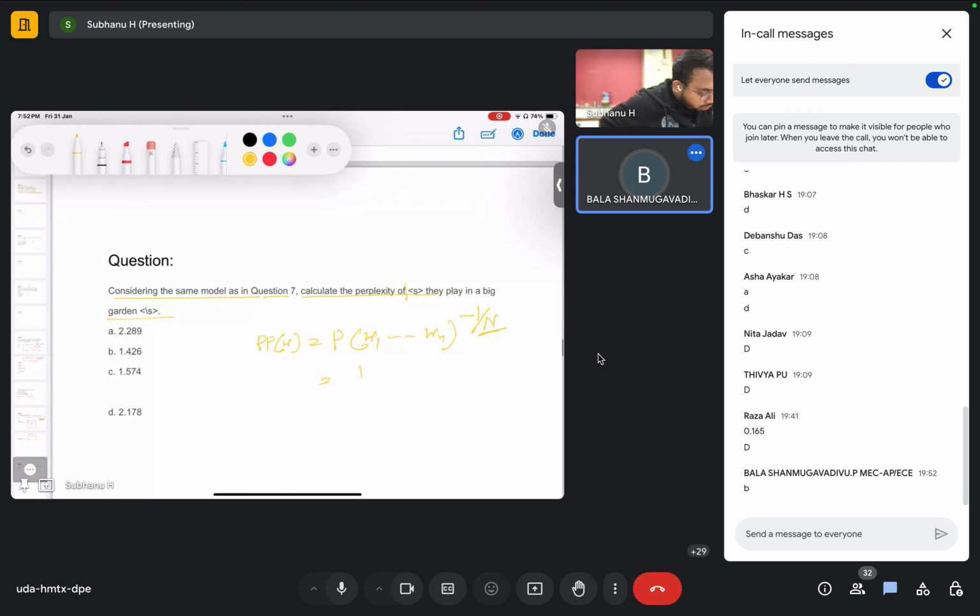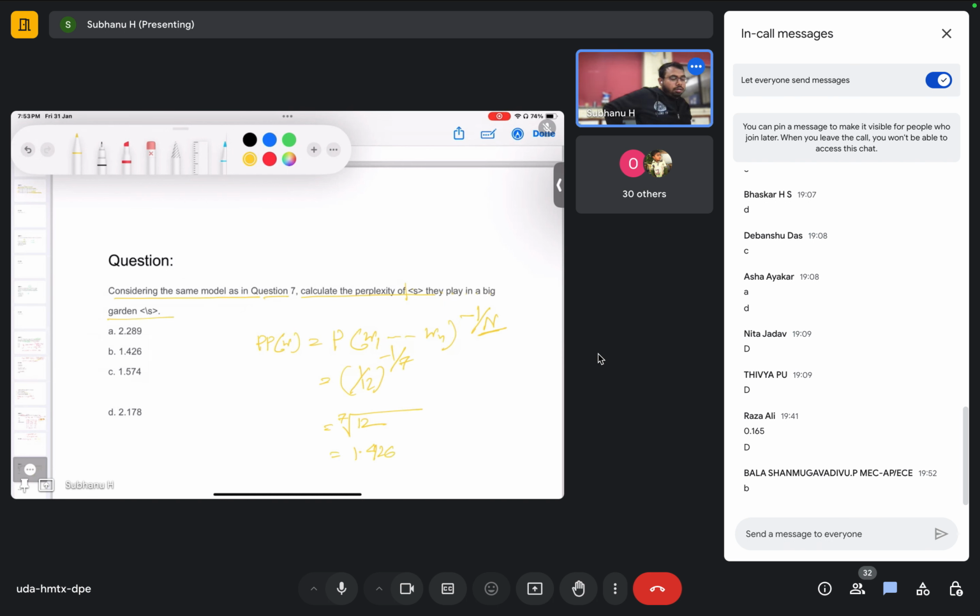Yes, exactly. So 1 by 12, the whole to the power 1 by 7. There are 12 bigrams, so that will be the 7th root of 12. That's why 1.426. This is the correct answer. Thanks for answering.